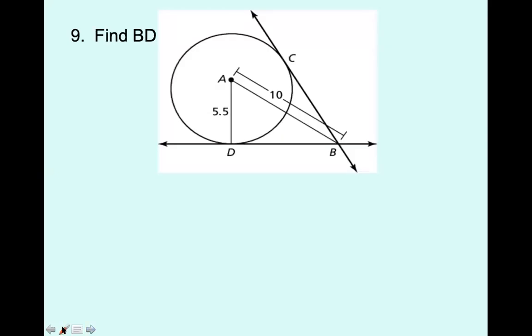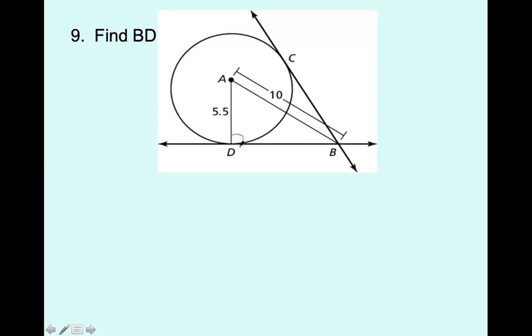Okay, on number 9, this time it's asking to find BD. So it looks like line BD is a tangent line. And to verify if this truly is a tangent line, I'm going to look at the directions on 9. Again, it does say that D is a point of tangency. So if a line is tangent to a curve, then it's perpendicular to the radius. So one of the things I'm trying to show is that this is in fact a right angle, or use the fact that it has to be a right angle. So a tangent is perpendicular to a circle at its radius.